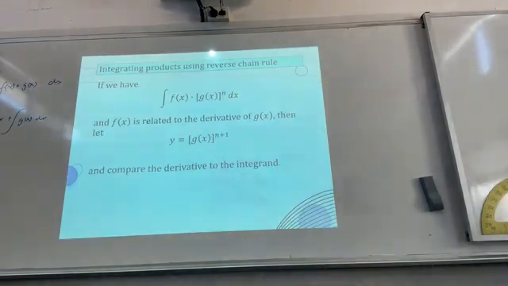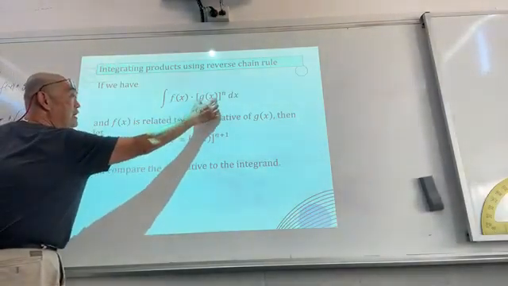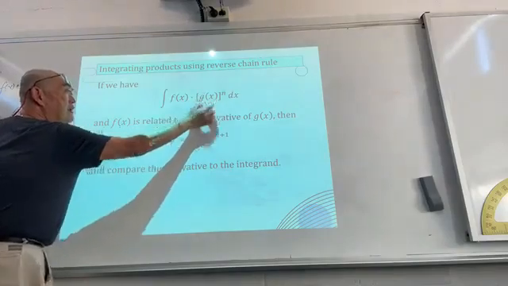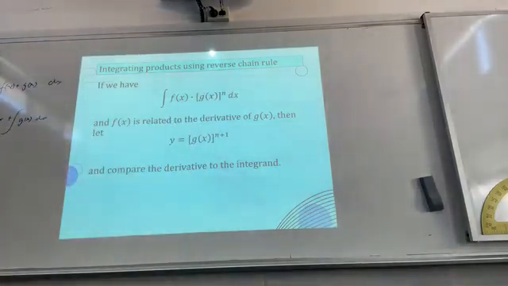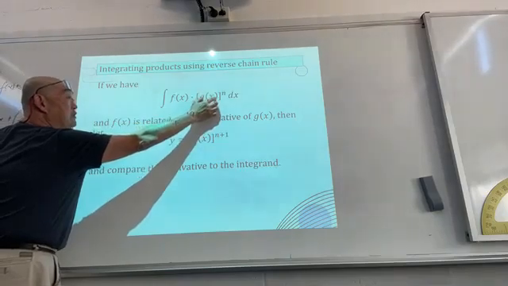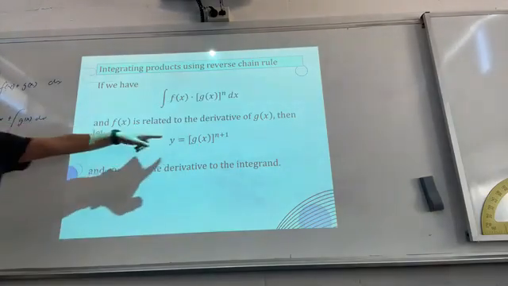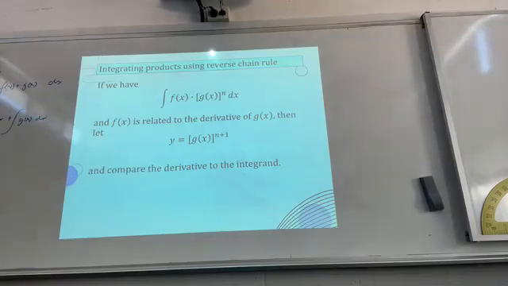Now this time we integrate products using the reverse chain rule. So you know that f(x) is related to g(x), right? If you derive g(x) to g dash x, and f(x) is related to the derivative of g(x), then we can let y equal g(x) to the power of n plus 1 and compare the derivative to the integrand.